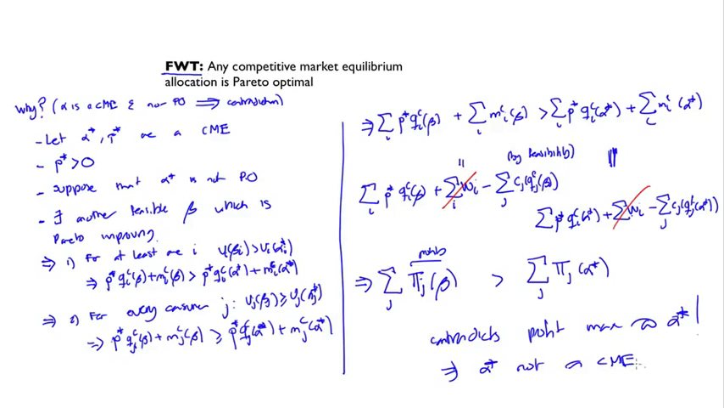Think about the logic of the proof. What we have shown is that if something is a competitive market equilibrium, but it is not Pareto optimal, then we can derive an implication that shows that the firms were not maximizing profits at alpha star, which of course cannot be a competitive market equilibrium. Therefore, we get a contradiction. Therefore, the supposition that alpha star is not Pareto optimal has to be false, and we establish the result.